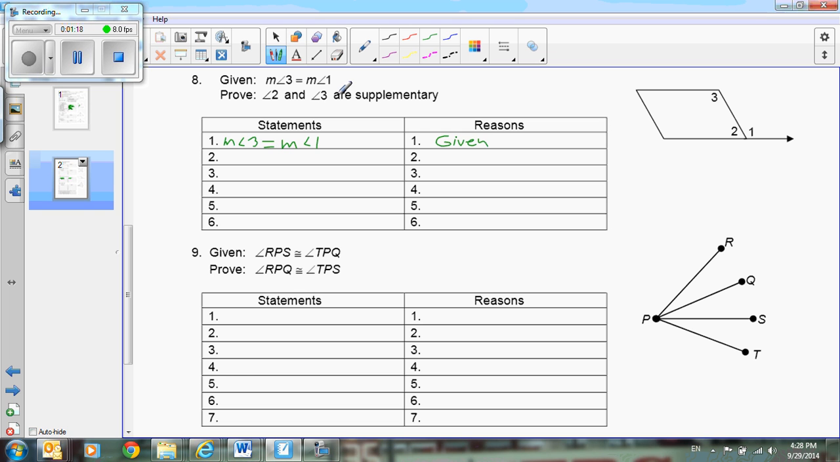All right, now I want you to take a look at angles 1 and 2 in the diagram. Notice that they are adjacent. Notice that their non-common sides form a straight angle or a straight line. So if they are adjacent and their non-common sides form a straight line, then they satisfy the definition of a linear pair. So we're going to say that angle 1 and angle 2 form a linear pair.